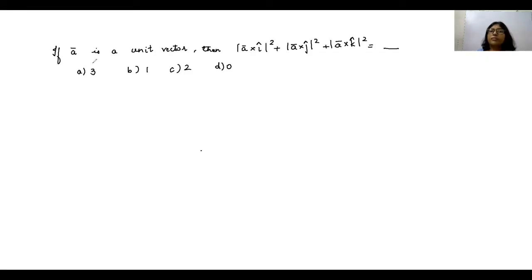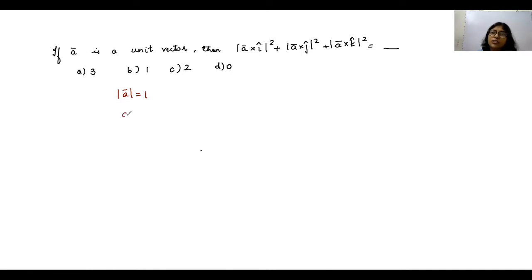Hello everyone. In this video, we'll be taking up the remaining questions of the GATE CT 2018 paper, that is vector, three-dimensional geometry and probability. Here A is a unit vector, so magnitude of A is equal to 1. Now when we are looking for cross product, we have to find A cross I cap, A cross J cap and A cross K cap.